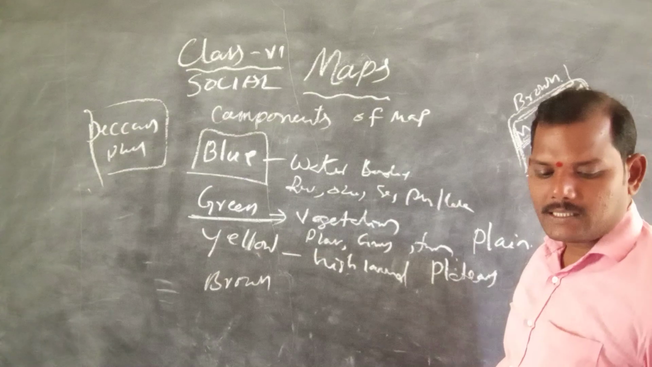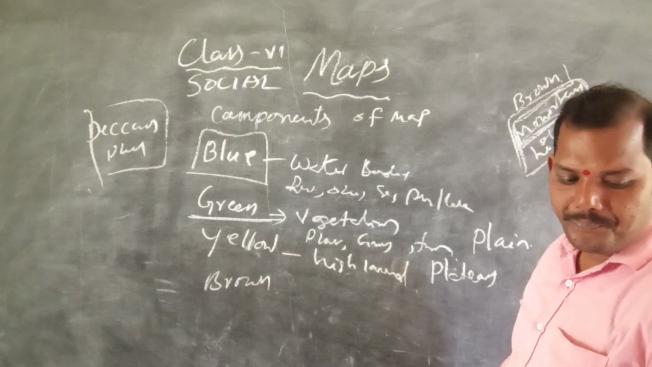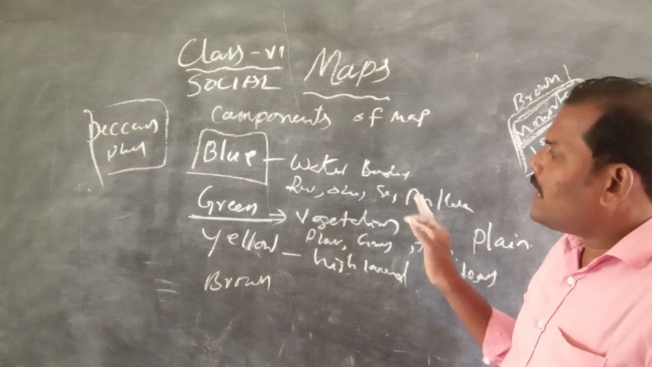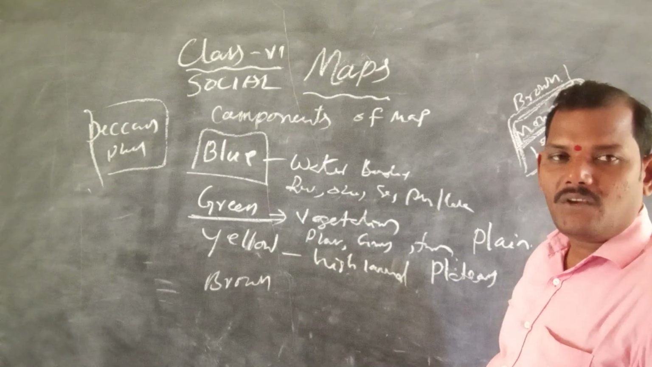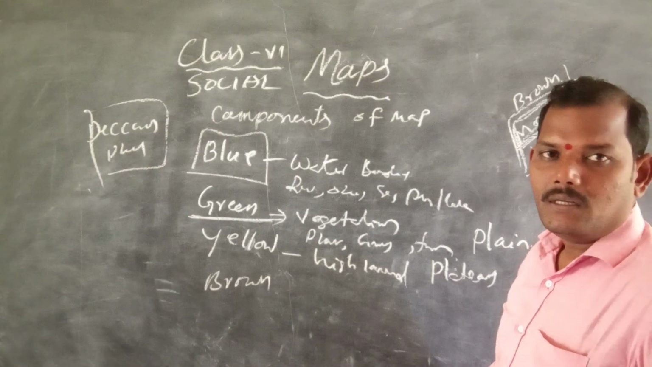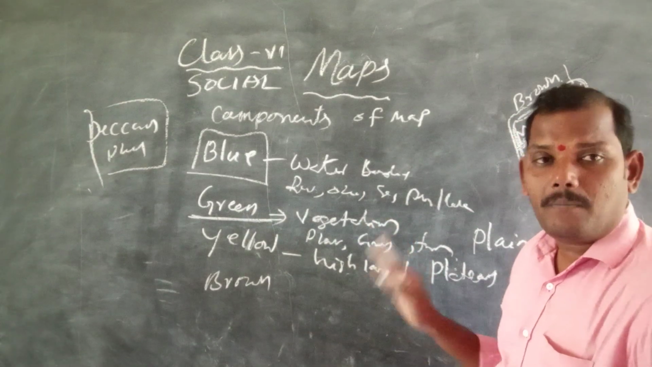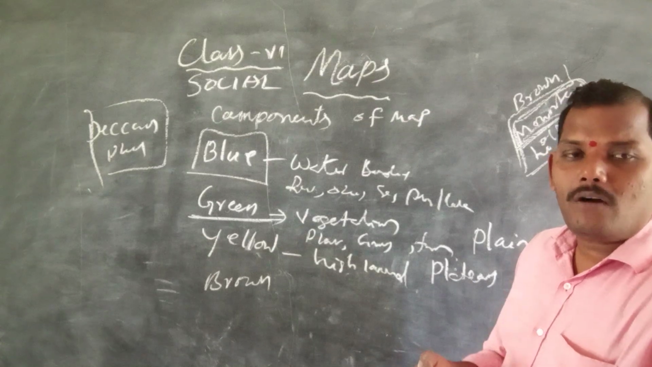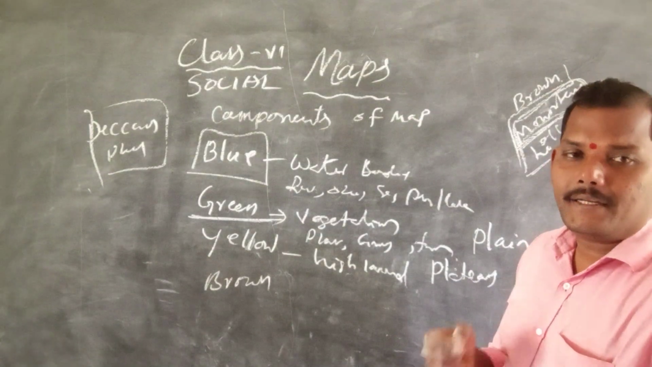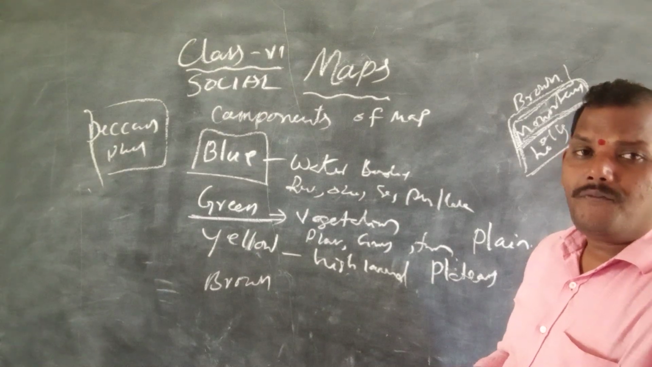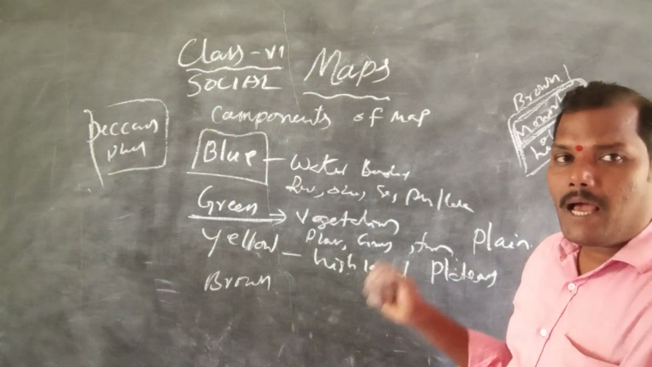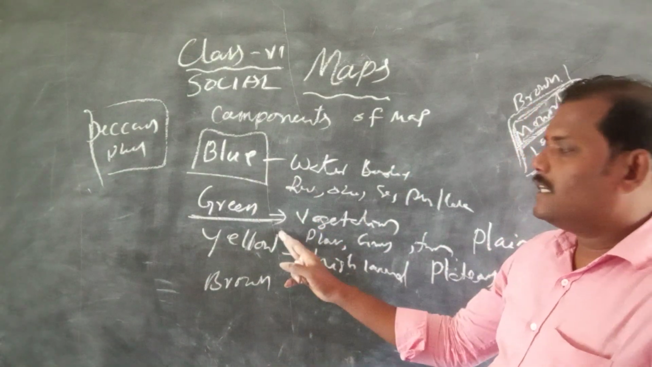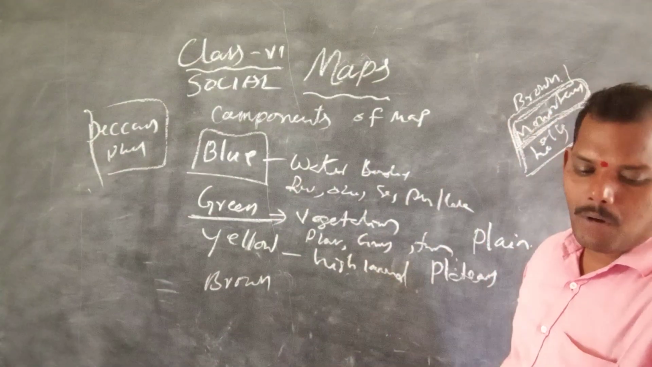Okay, these are the colors used in the physical map. Later we will discuss different types of maps. That means the physical map is the representation of the physical features of a land. In that map, we are using these symbols: blue color, green color, yellow color, and the brown color.